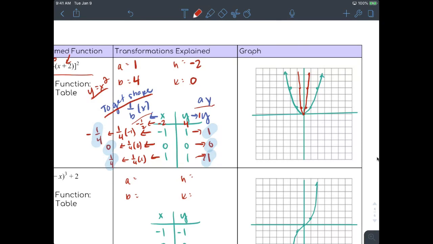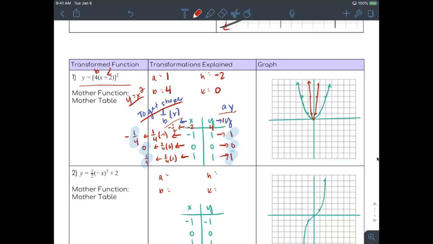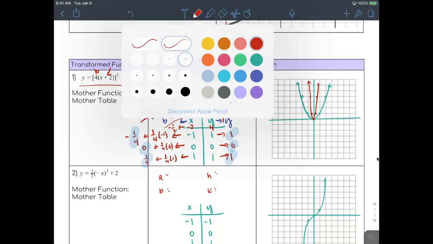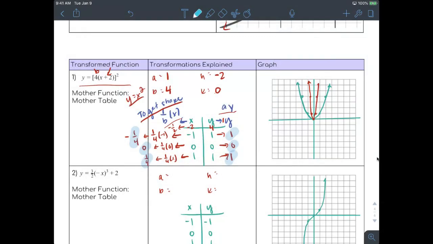I always tell myself for horizontal stretch, my X values are moving 4 times as fast, so the outputs are going to come faster. Okay, so the graph is going to shrink in smaller. It's going to take me less time to graph. So now I need to graph my horizontal and my vertical shift. So I'm going to move H comma K. So negative 2, that means to the left 2. So I'm going to move 1, 2. And all the points move with me.